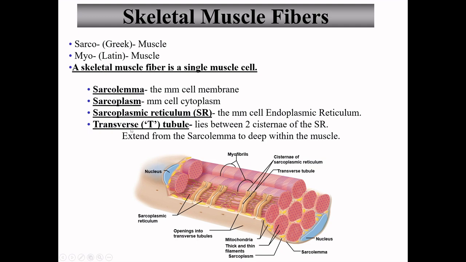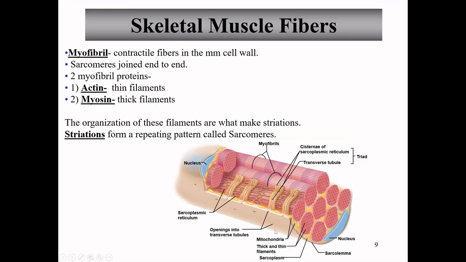We've got a sarcoplasmic reticulum instead of the endoplasmic reticulum. But we have a new structure called the transverse tubule. You'll also see this as the T-tubule quite a bit. It lies in between two cisternae of the sarcoplasmic reticulum and extends from the sarcolemma to deep within the muscle. Together, these three come together to form what we call a triad. But we can see in the middle, that transverse T-tubule of the triad in our picture, the lighter part in the middle, it goes down deep into that muscle layer, which is going to be important coming up.